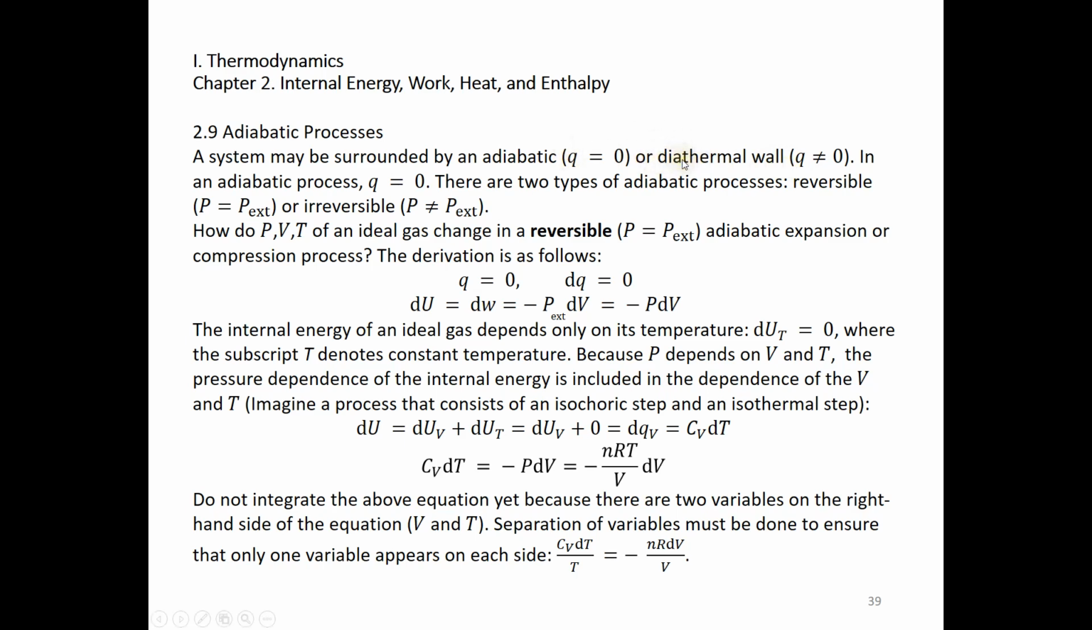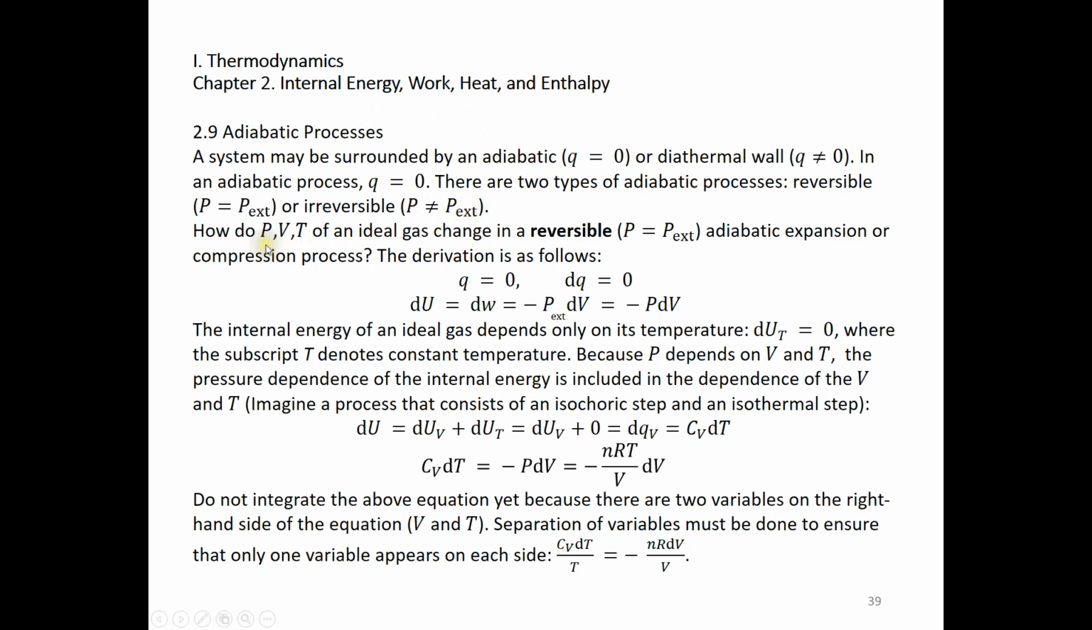Dia is a prefix that means across. For example, in the words diameter, diagonal, and over here diathermal. In an adiabatic process, Q is 0. There's no heat transfer. And there are two subtypes of adiabatic processes: reversible or irreversible. In a reversible process, P is equal to P external. In an irreversible process, there is a finite difference between the system pressure P and the external pressure.